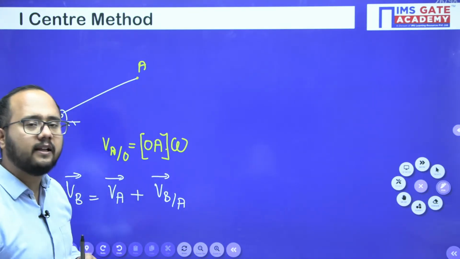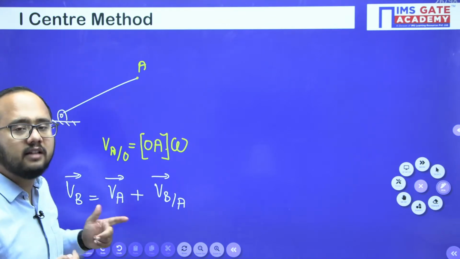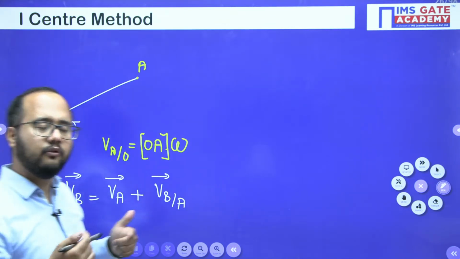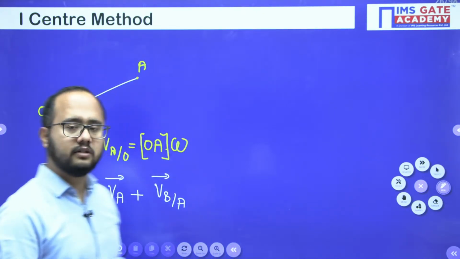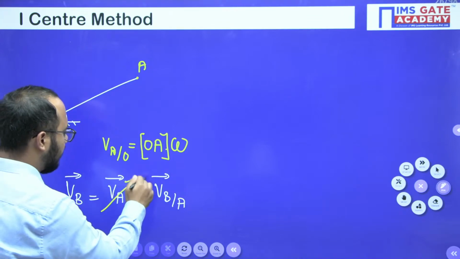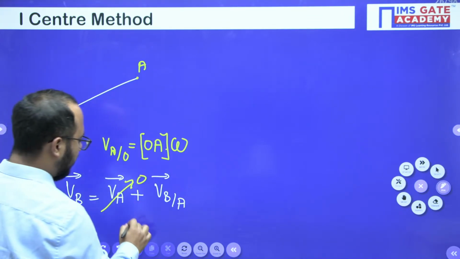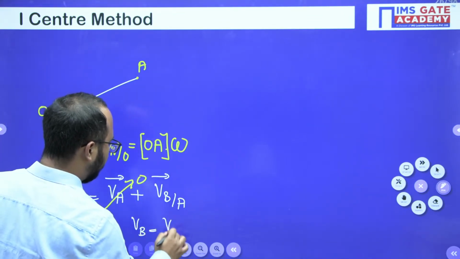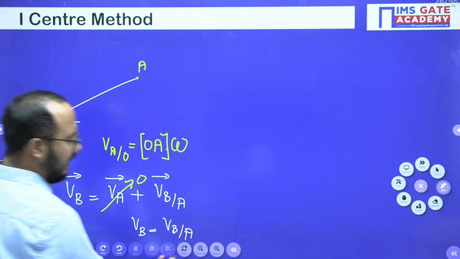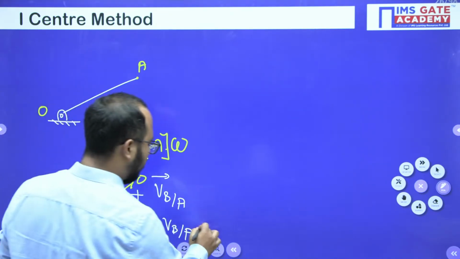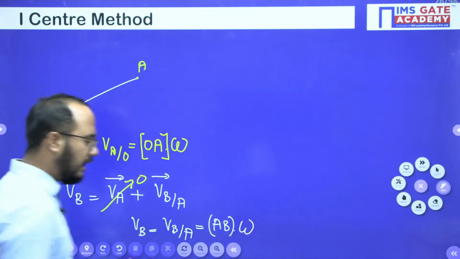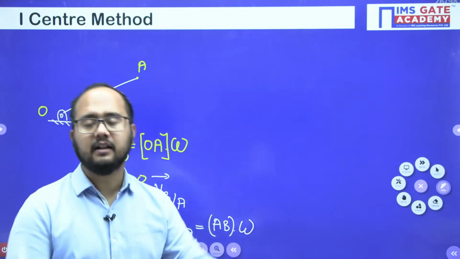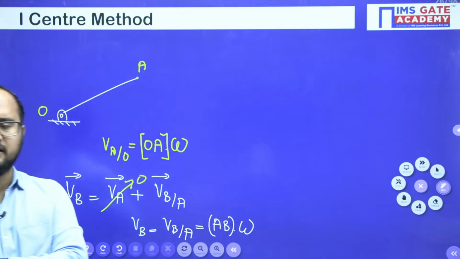Now you have selected the reference point A in such a way that it is nothing but the point of rotation. If it is a point of rotation, in that case it will not have the velocity. So directly you will say the velocity of B is the velocity of B with respect to A, and A is nothing but the point of rotation or center of rotation. You will write like this. Clear? So that is the concept behind your I center.